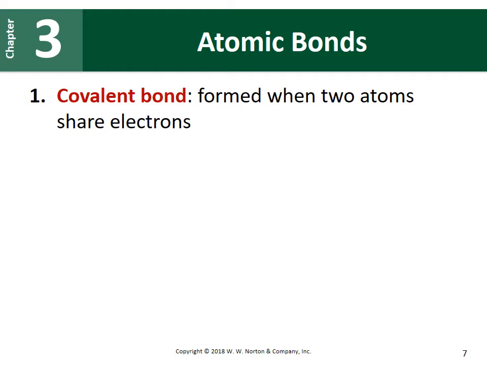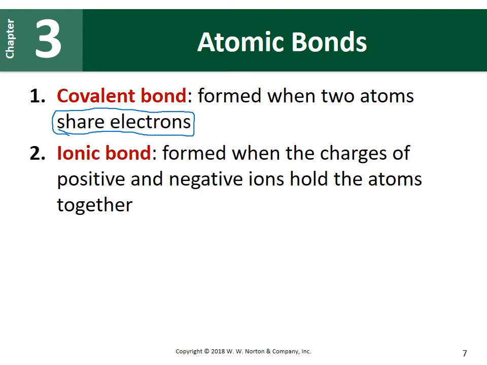There are different types of bonds that will hold our atoms together. The first one that was mentioned is a covalent bond. This is a bond that forms when 2 atoms share electrons with each other. Remember, those electrons are the part of the atom that creates bonds.